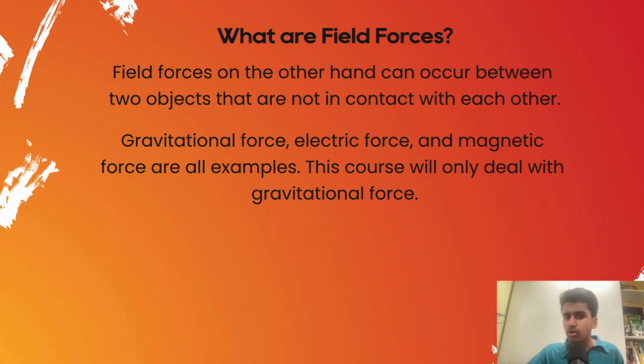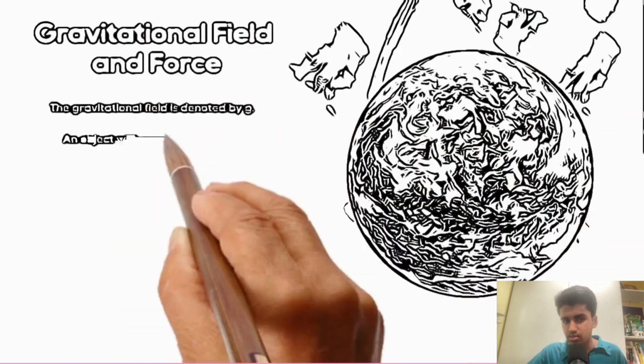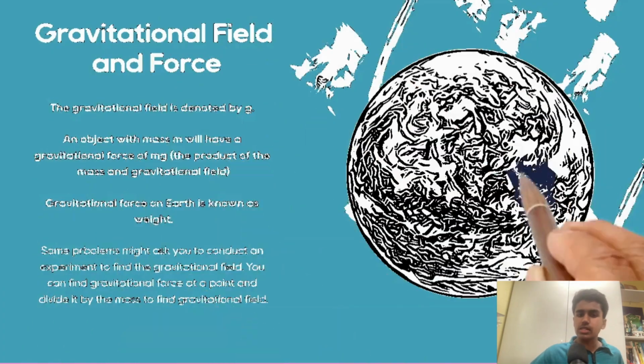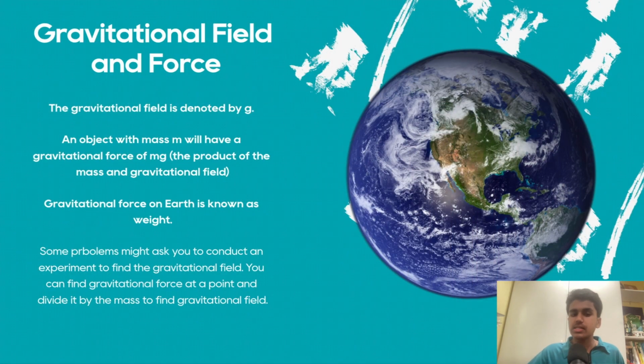Now let's go deeper into gravitational fields and forces. The gravitational field is denoted by lowercase g. An object with mass m will have a gravitational force of mg. That is the product of mass and the gravitational field. Now, gravitational force on Earth is given a special name, weight.